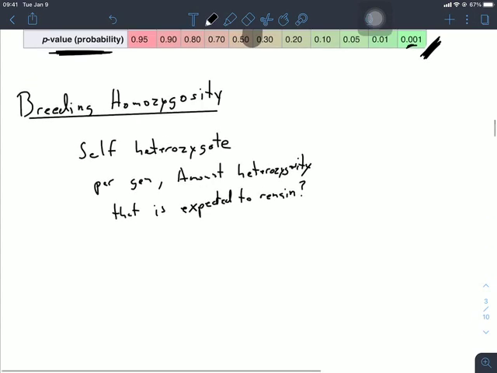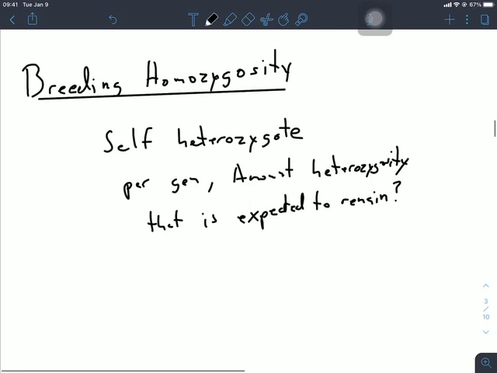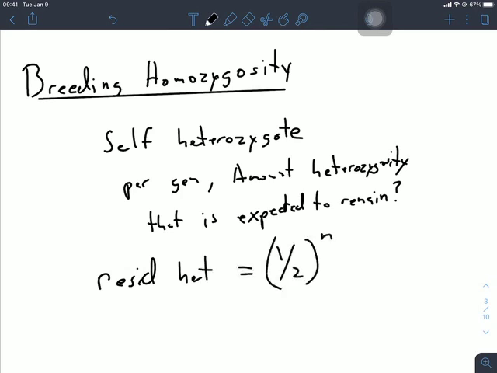So the equation for this is fairly simple. The amount of residual heterozygosity is going to be equal to (1/2)^n, where n is equal to the number of generations that you self.